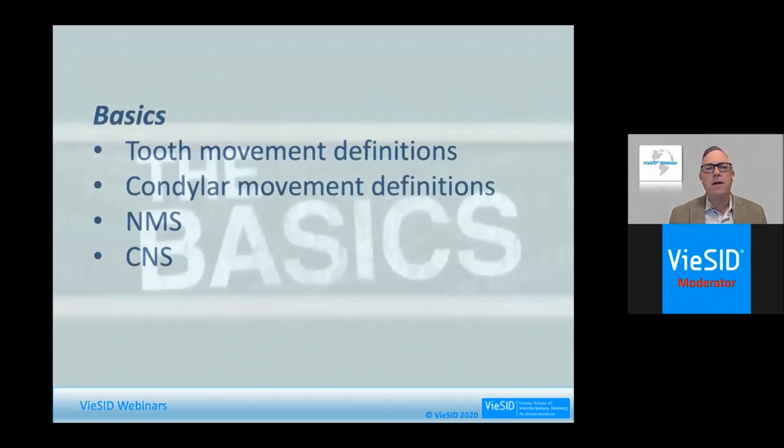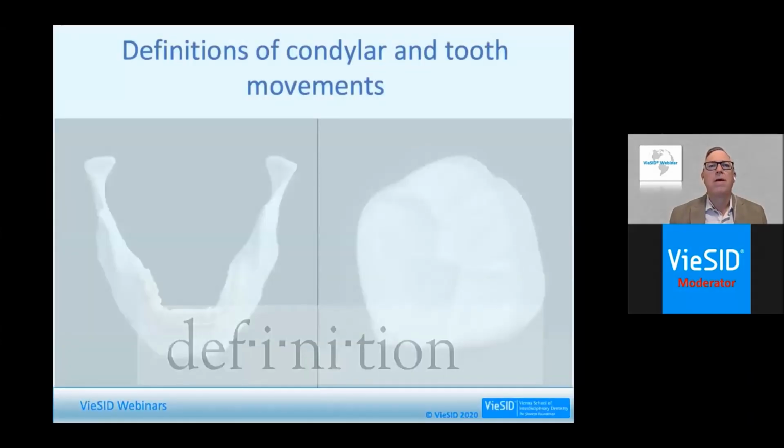Some basic concepts next. First, we'll define tooth movements, condylar movements, and then we'll look at the neuromuscular system and the CMS. Let's look at the nomenclature of mandibular and tooth movements that often are confusing due to the various terminology used in different countries. Here's the list of the terms we'll define.